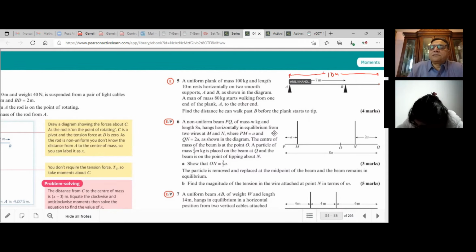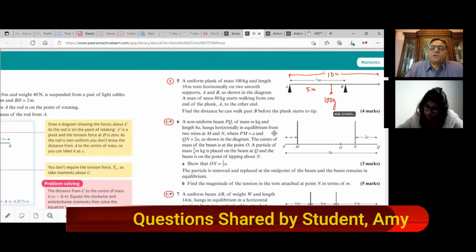A uniform plank means its 100 kg weight acts right in the center, which is at 5 meters. The plank, of length 10 meters, rests horizontally on two smooth supports A and B, as shown in the diagram.